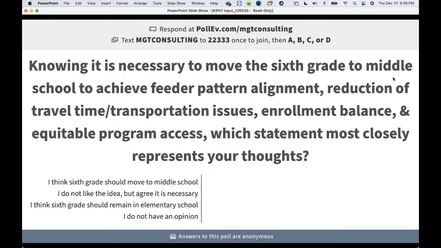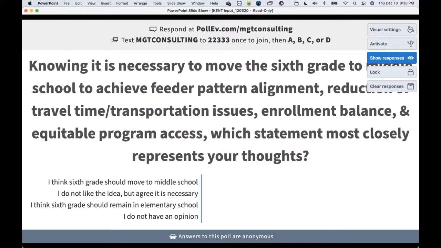Knowing it is necessary to move the 6th grade to middle school to achieve feeder pattern alignment, reduction of travel time and transportation issues, enrollment balance, and equitable program access, which statement most closely represents your thoughts?